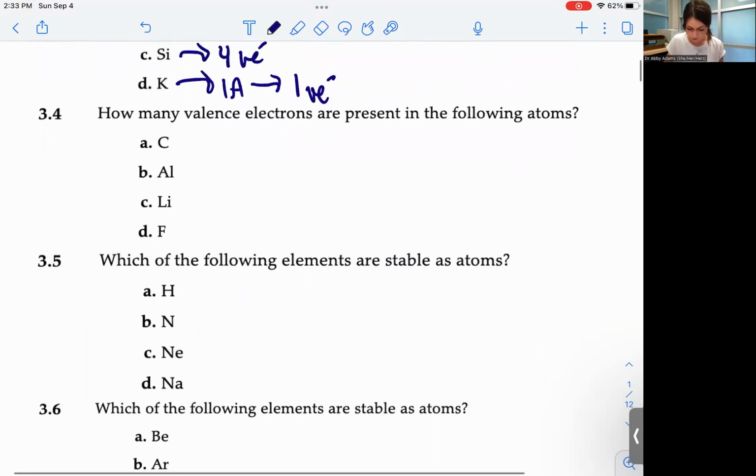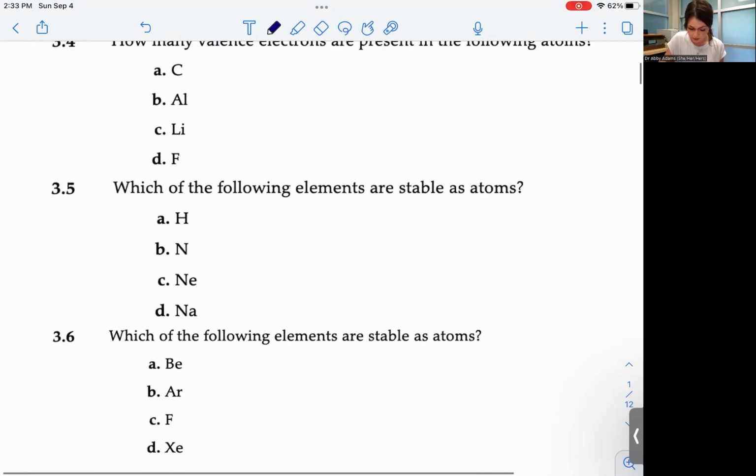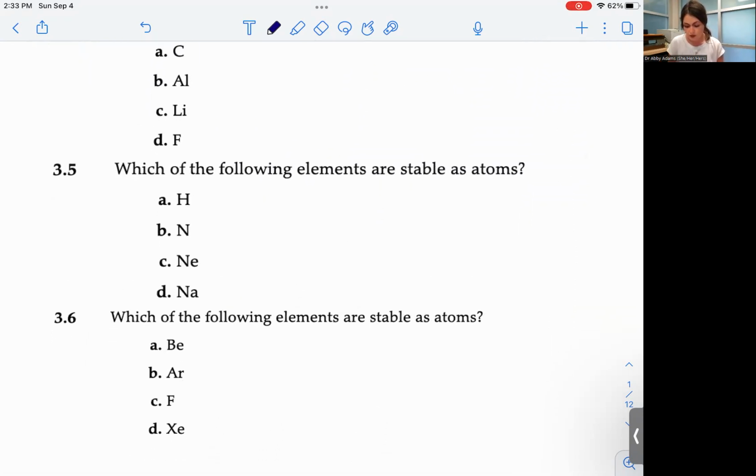All right, so let's do 3.5. Which of the following elements are stable as atoms? Okay, let's see. So we have hydrogen. Is hydrogen stable? You can think about what side of the periodic table hydrogen is on. Is it on the right side where everything's stable? It's on the left side, so I don't think it's going to be stable.